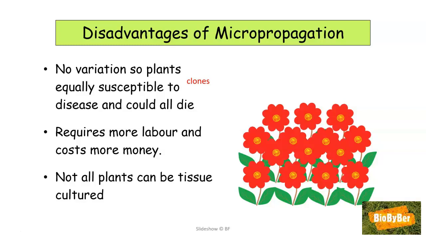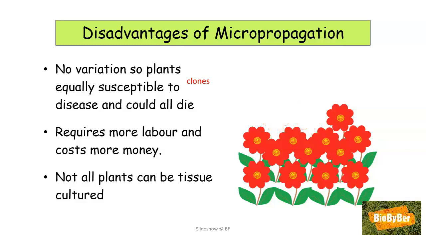Because there's variation in the classroom, different people will react to the disease differently. If there were no variation in the classroom, everyone would have the same immune system and everyone would be wiped out as a result of COVID. So here the idea is, because the plants are all clones of each other and there's no variation, their immune systems will be identical, they will be all equally susceptible to disease, and there is the possibility that they could all die from it.